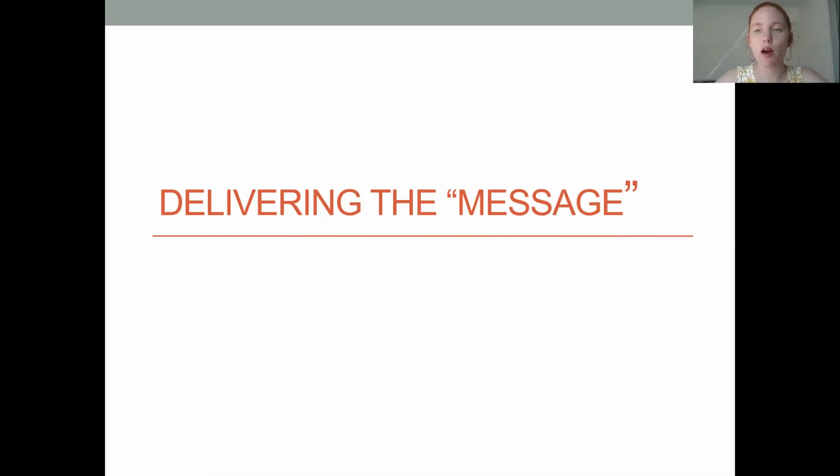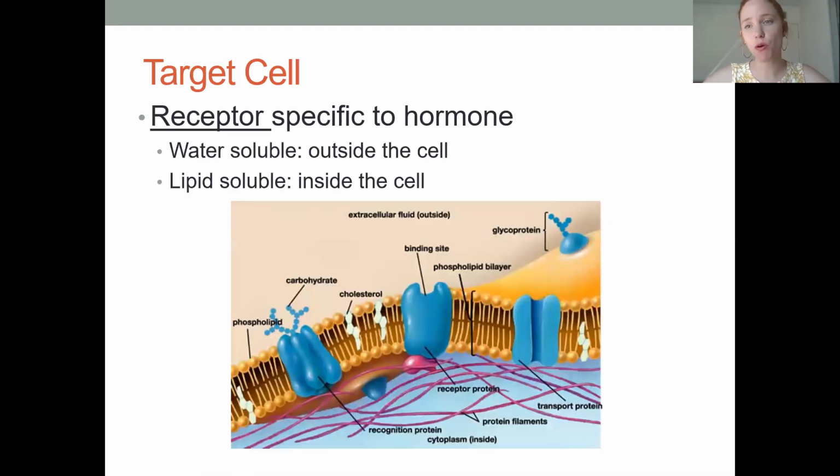So now we need to talk about how their polarity affects how they're able to interact with the target cell. Before we do that, let's talk about, well, what do I mean by a target cell? Remember that hormones, as endocrine glands, the hormones are going to be secreted into the bloodstream, and from there they have to just travel around in the bloodstream. So the question is, well, how do they know which cell they're supposed to go to? What is their target cell? And the answer for that is the target cell is going to have a receptor.